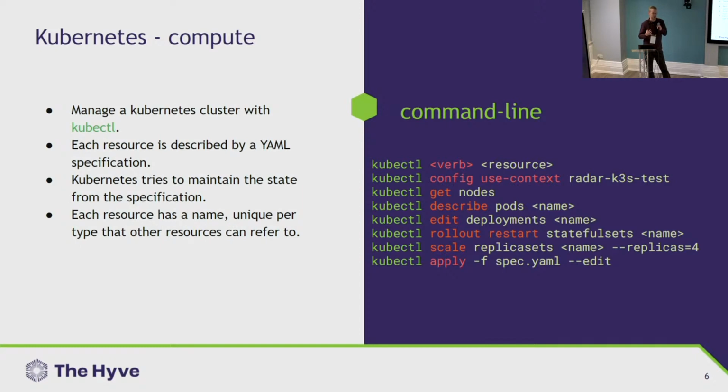Each resource in Kubernetes is modeled as an API. Everything is a resource. Each resource has a YAML specification, and Kubernetes just tries to fulfill that specification. Each resource also has a name, and that's unique to its type. So you have different types like nodes, pods, deployments, stateful sets. You have a lot. You can add more custom things to Kubernetes as well. Each of those have a YAML specification and a name. And then other resources can refer to that.